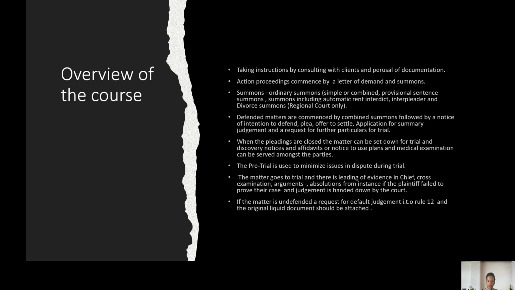The matter goes to trial, and there's leading of evidence in chief, cross-examination, arguments, absolution from the instance if the plaintiff failed to prove their case, and judgment is handed down by the court. If the matter is undefended, a request for default judgment in terms of Rule 12 can be made, and the original liquid document should be attached to the application.